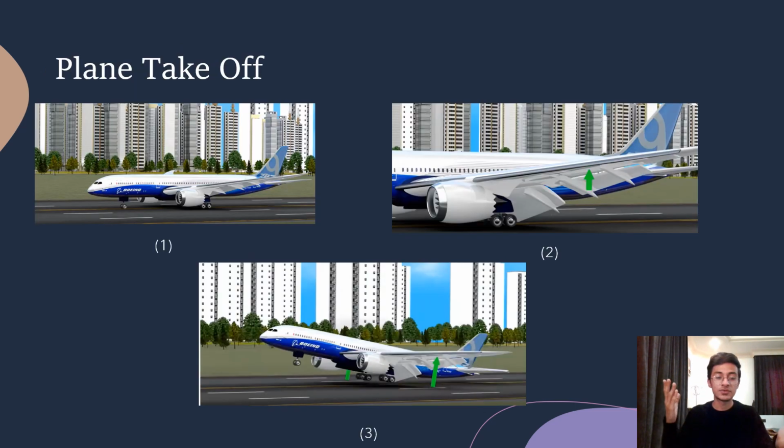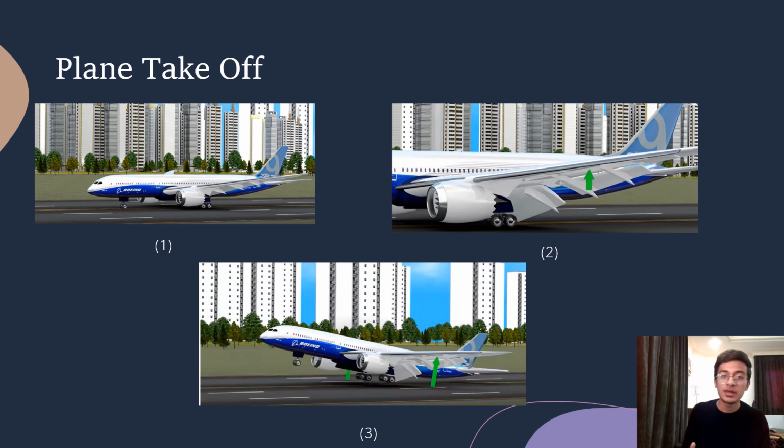Now, as you can see from the screen, I have three diagrams here of a plane taking off, and we'll go through them one by one and see what process goes through. As you can see from diagram number one, the plane is on a runway and it's ready to take off. The first step is that the pilot attains speed, and to attain speed, it uses the engines, and the engines provide thrust, and the thrust gives speed.